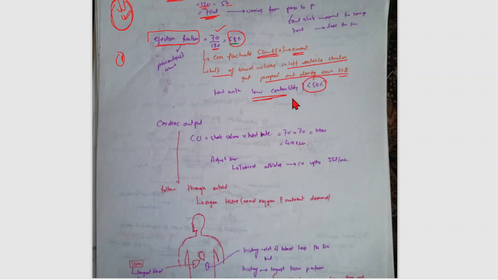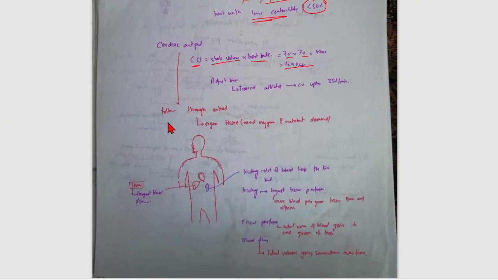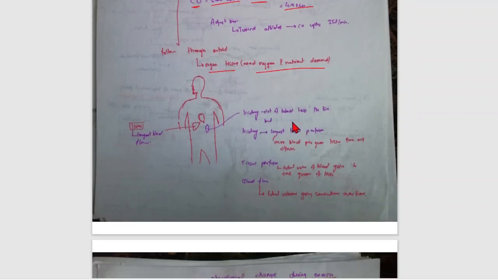Now cardiac output. Cardiac output is equal to stroke volume multiplied by heart rate. 70 multiplied by 70 is equal to 4.9 liters. Now, blood flow through the arteries. For example, organs and tissues have oxygen and nutrient demands. For example, the kidney has a lot of blood, but less to the tissue.